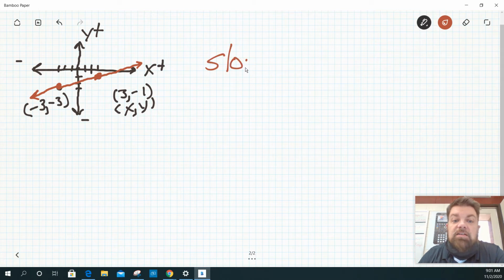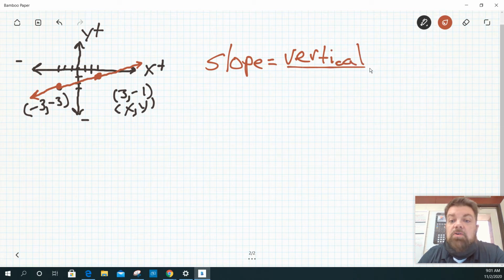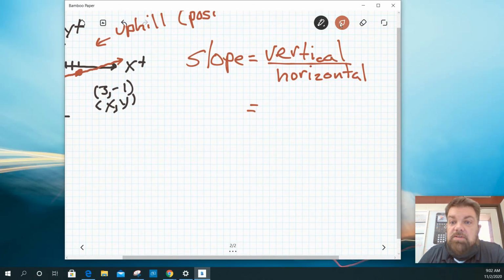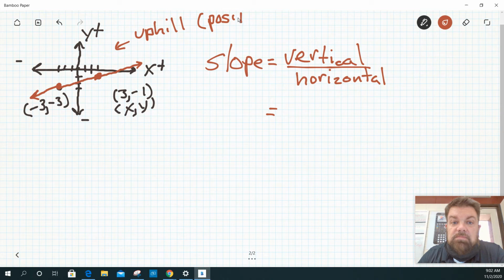So the slope then is the constant rate of change, which is going to be the vertical change, how much we go up or down, over the horizontal. Now there's a formula for that. First of all, this is going uphill. So when you read the graph left to right like you're reading a book, if it's going uphill, then my slope should be positive.